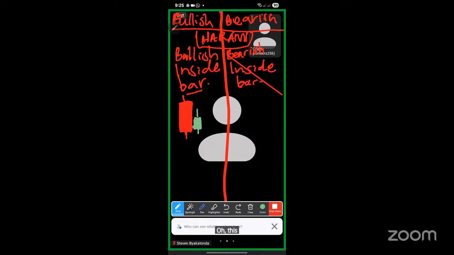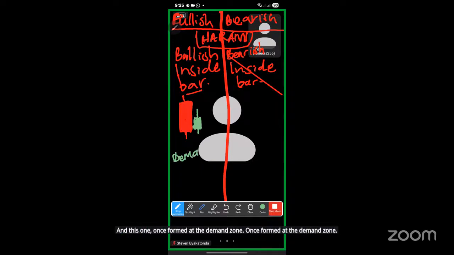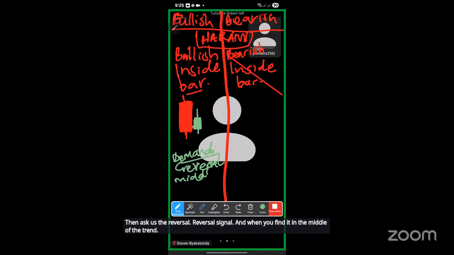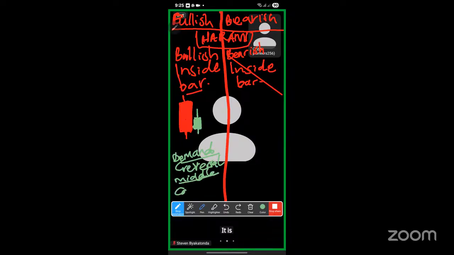Also a green candle like that one there. Okay. And this one, once formed at the demand zone, whenever you find it at the demand zone, it can act as a reversal signal. And when you find it in the middle of the trend, it is always a continuation.